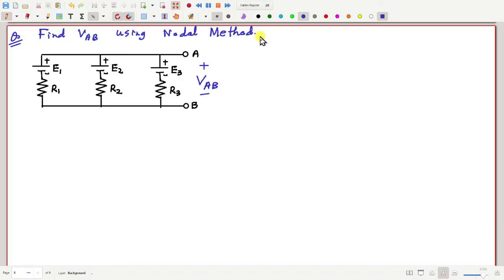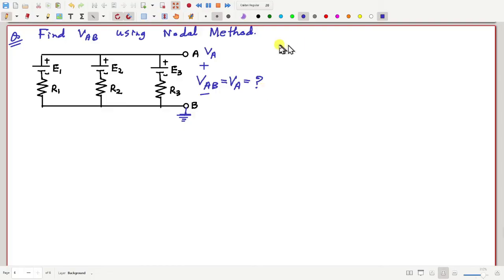So in this circuit, we see we have 2 junctions, 2 nodes, A and B, only 2. Any one of them you can assume to be at 0 potential. Let me assume VB at 0 potential reference point, and then this is at VA. So VAB will be definitely equal to VA. So let us find out how much is VA.